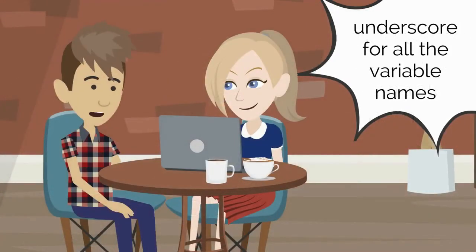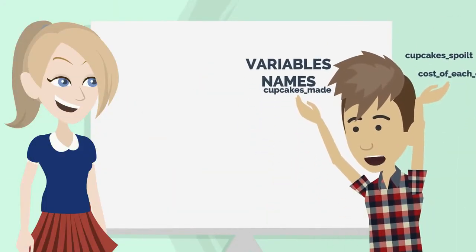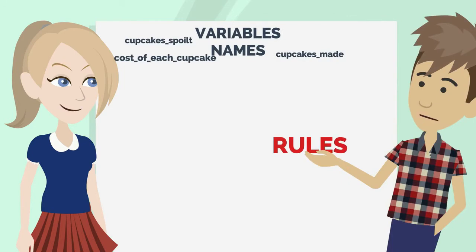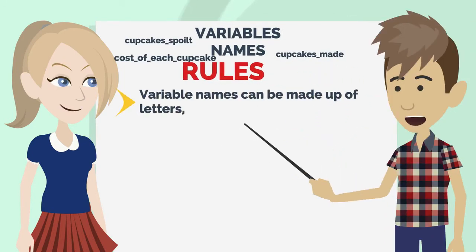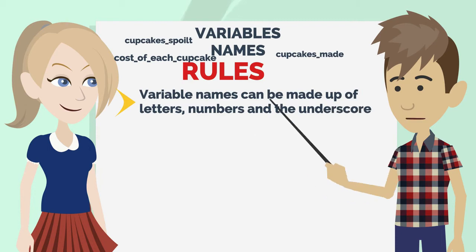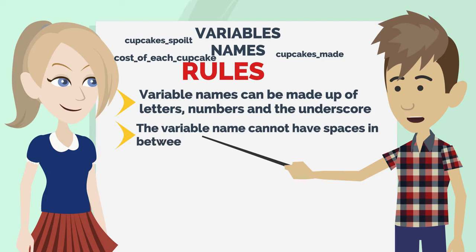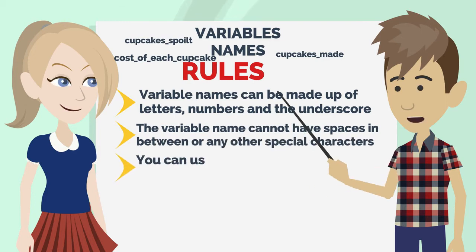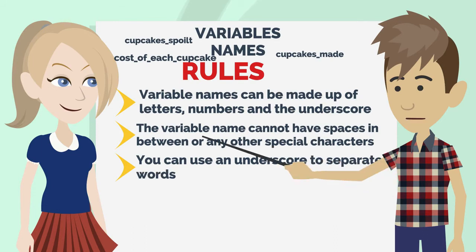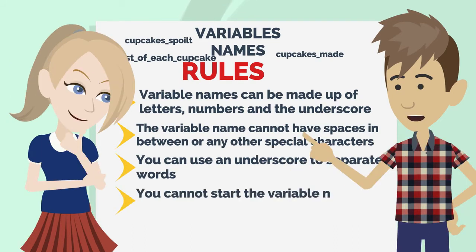That's a good observation. You see, when it comes to naming variables in Python, there are certain rules that you need to follow. Variable names can be made up of letters, numbers, and the underscore character. The variable name cannot have spaces in between or any other special characters, but you can use an underscore to separate words. Oh, and you cannot start the variable name with a number.